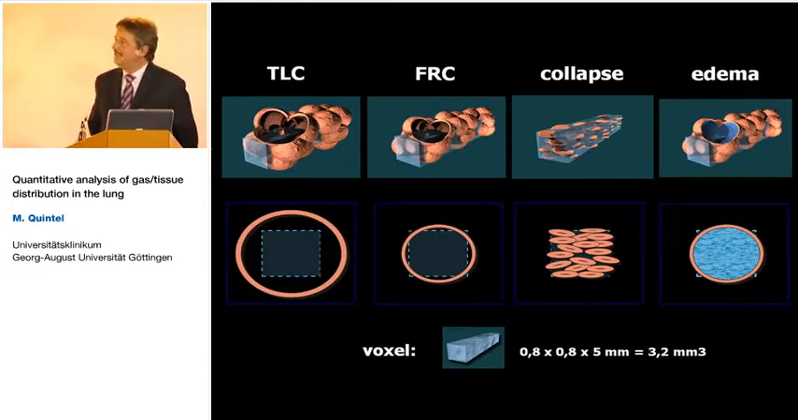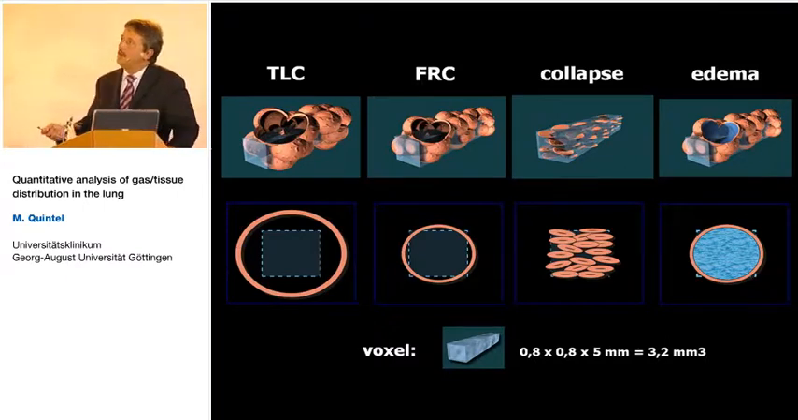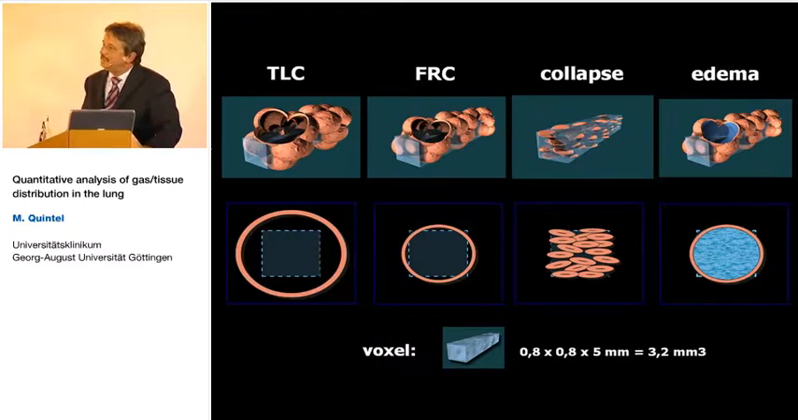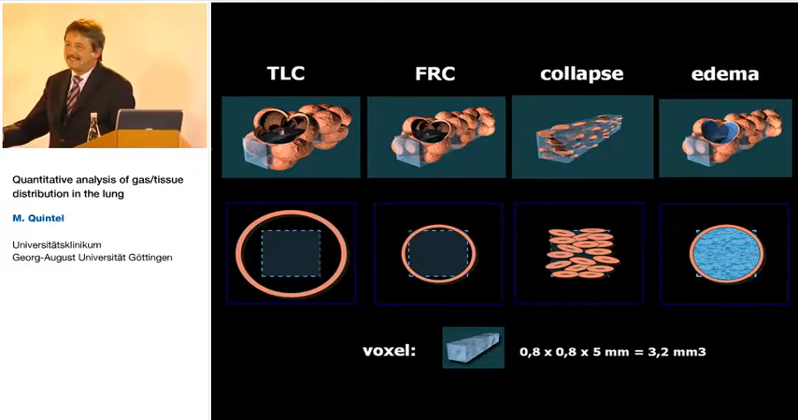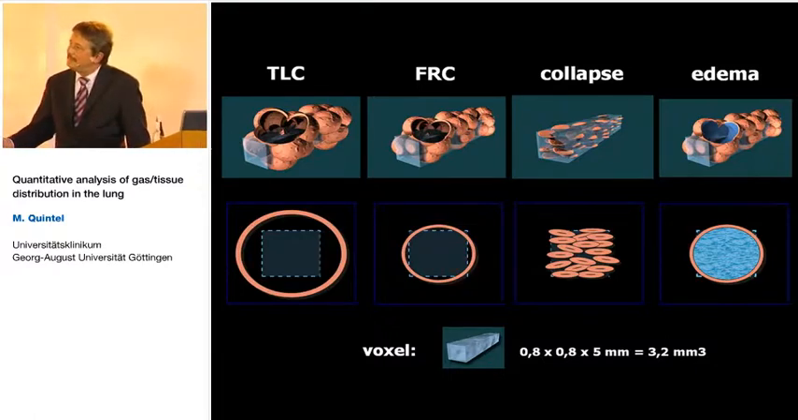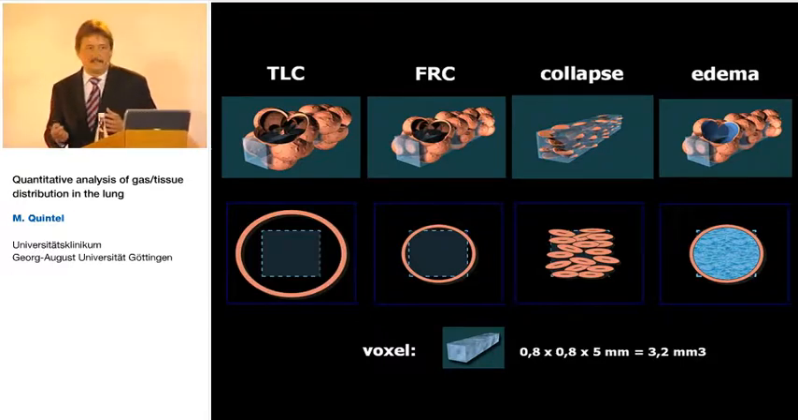So anyway, this has been done by Luciano and a drawer from Luciano a few years ago, and shows you what might be represented in such a voxel. So you might have a fluid-filled area density, you might have a collapsed area, you might have an opened-up area, and you might have an over-distended area.